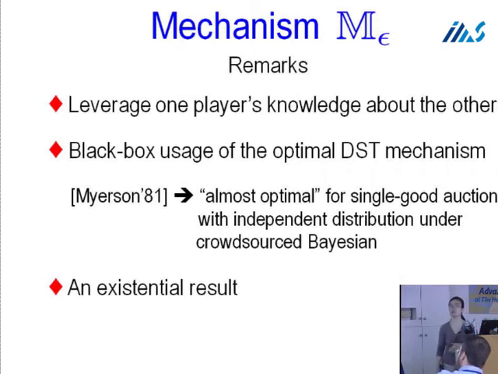And let me point out this is an existential result. Why? Because if this classical optimum DST mechanism exists, then we know how to construct our mechanism. But if there is no explicit construction of the optimal classical DST mechanism, we don't know how to explicitly construct our mechanism either.